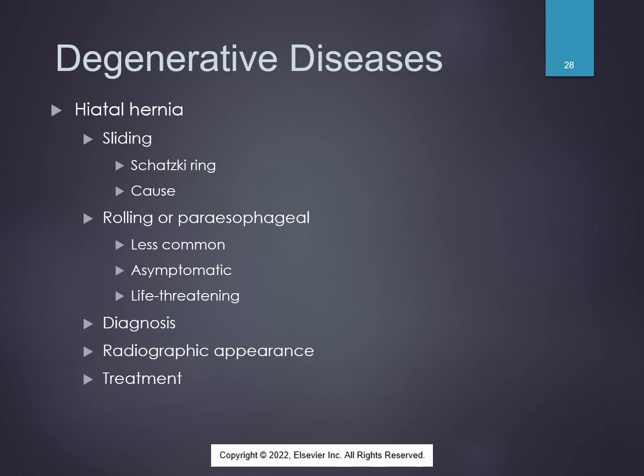Rolling or paraesophageal is less common. This occurs when a portion of the stomach or adjacent viscera herniates above the diaphragm, but the esophagogastric junction remains below the diaphragm. A rolling hiatal hernia is typically asymptomatic but can be life-threatening because of the risk of volvulus, incarceration or strangulation of the hernia. An esophagram or upper GI can best pinpoint the herniation and provide classification on the type of hernia and provide better measurements. Treatment includes minimizing discomfort, and paraesophageal hernias generally require surgery.